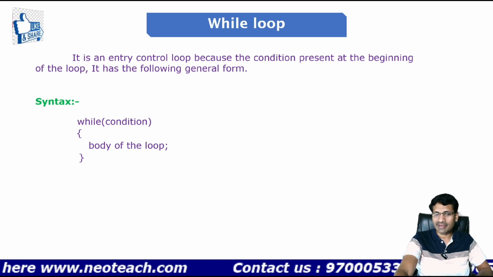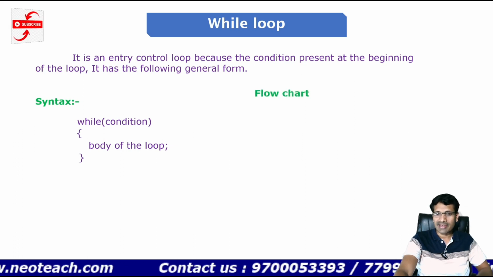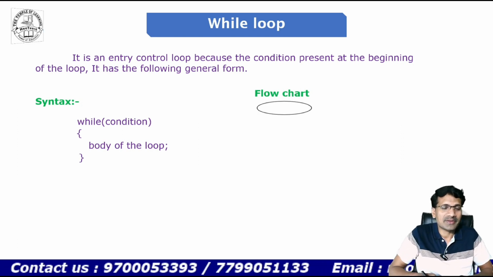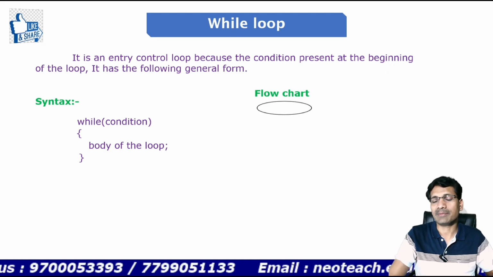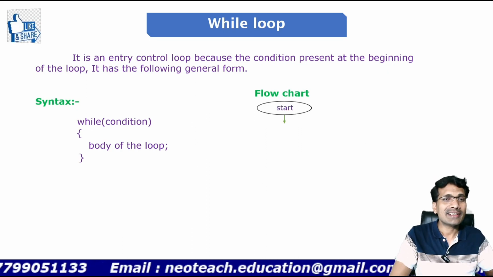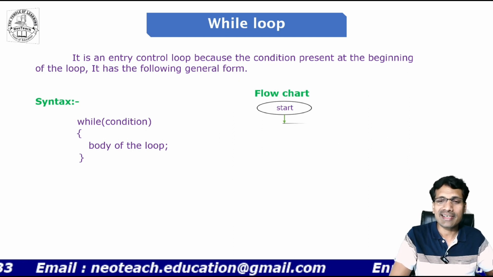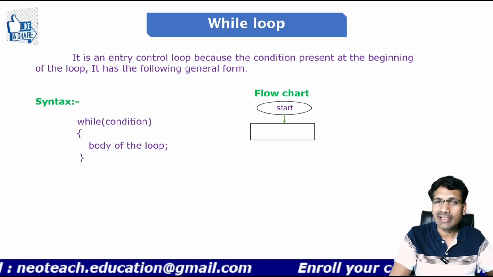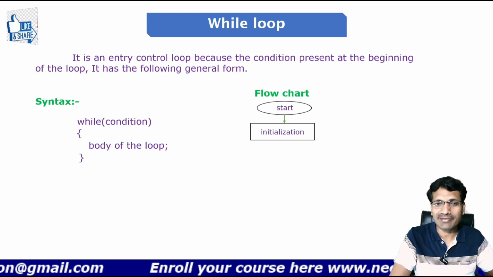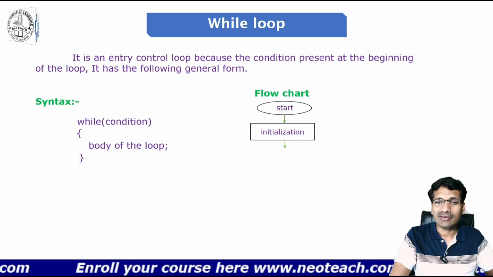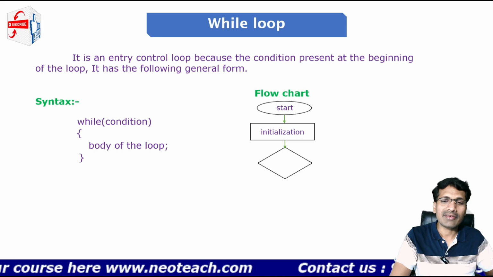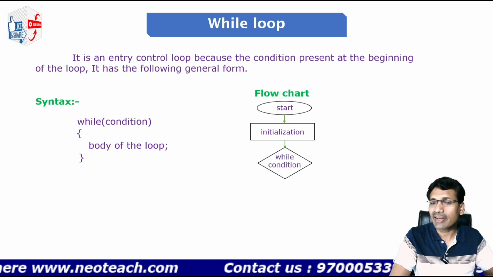I will explain with the flow chart. What is a flow chart? A pictorial representation of an algorithm. First, begin the program. What do you mean by begin? Start. So we start the program, then we initialize the variables. Initialization means giving values to the variables. Now the given values we are going to check with the condition, so we take the while condition here.